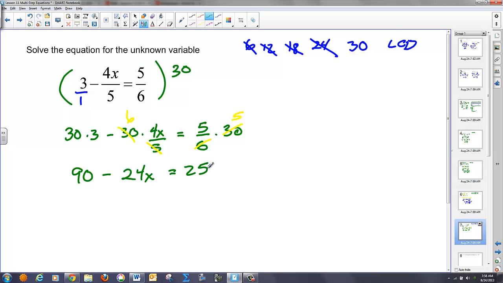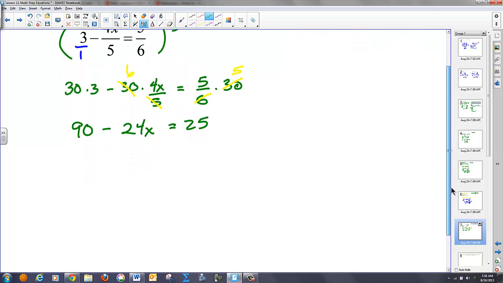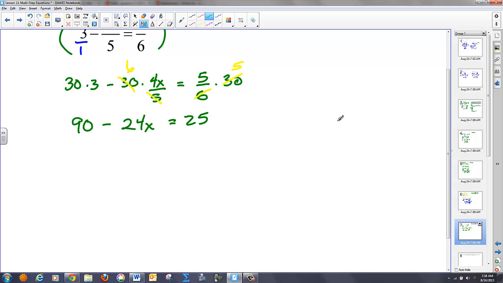And now I have to solve this multi-step equation. Since the 24x is the multiplication, I'm going to deal with the 90 first, so I'm going to add a negative 90 to both sides. This goes to 0. I have negative 24x. Now the 90 and the 25 have opposite signs, so I'm going to keep the sign of the bigger number, which is the 90, and then I'm going to take 90 and subtract 25 from it and end up with 65.